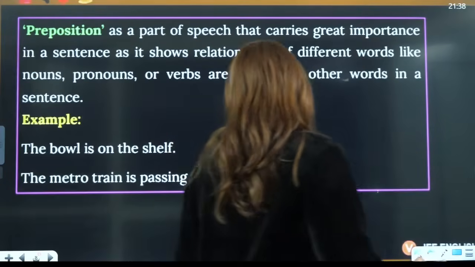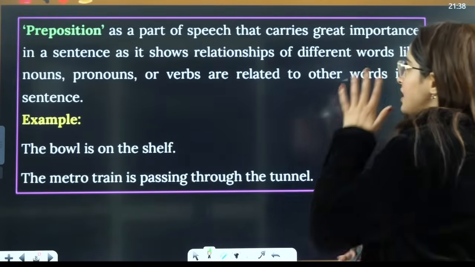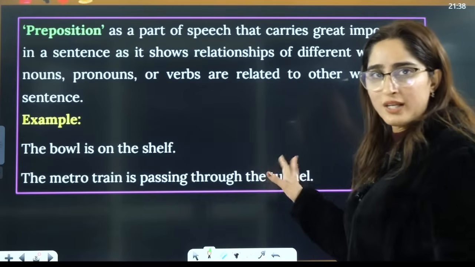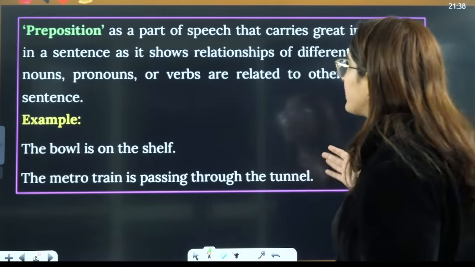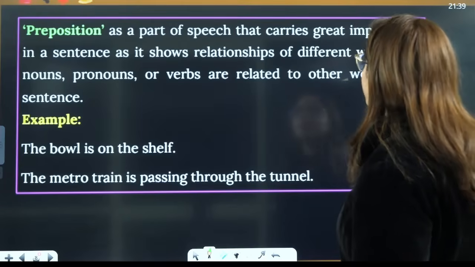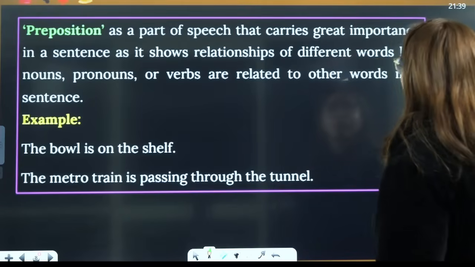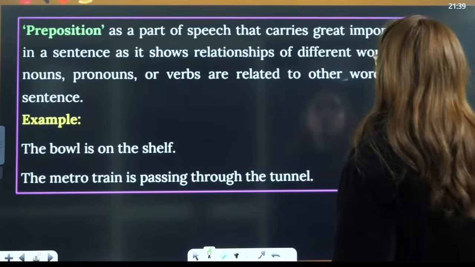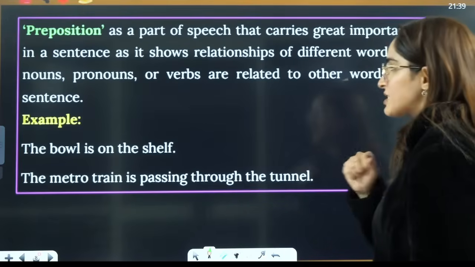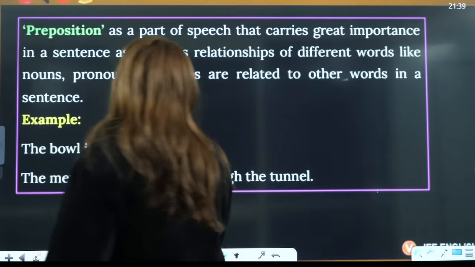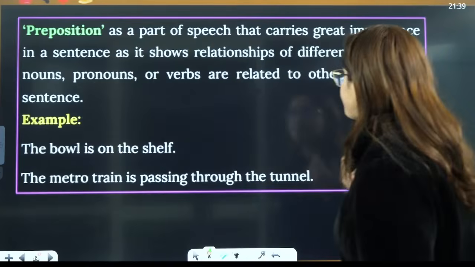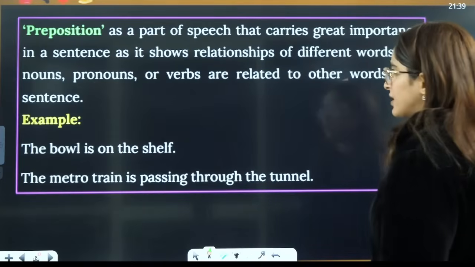Now prepositions, see, the last part is prepositions. Then we'll do questions only so that you know what kind of questions will be there. Prepositions are a part of speech that carries great importance in a sentence as they show the relationship of different words. Like this is very interesting. Nouns, pronouns, verbs are related to other words in the sentence.